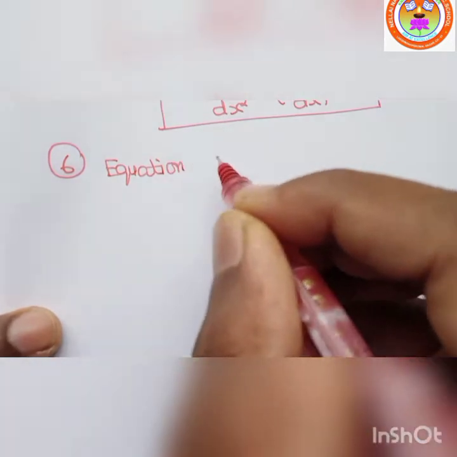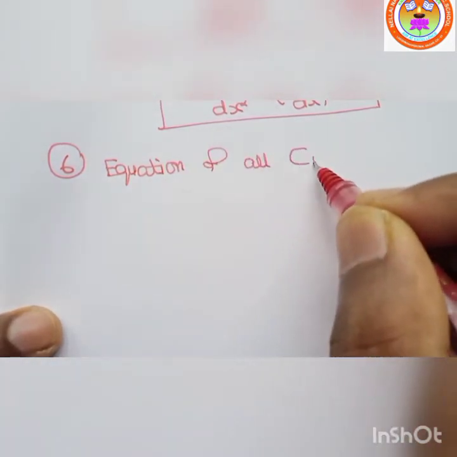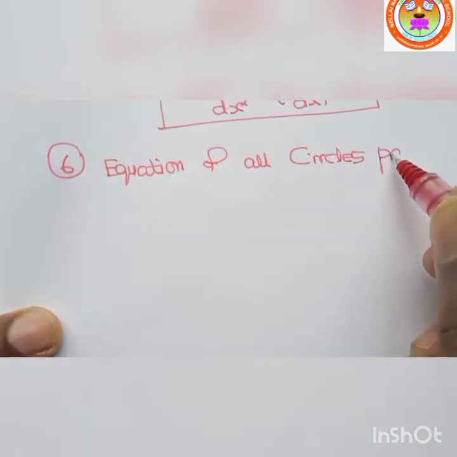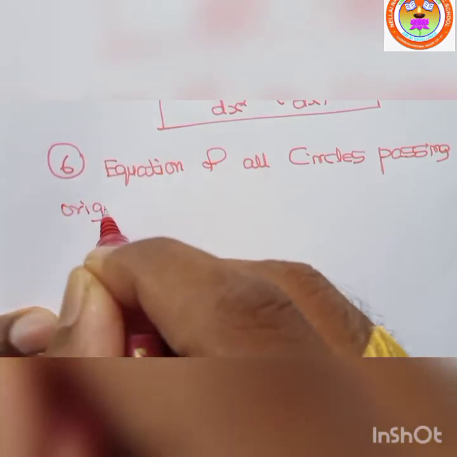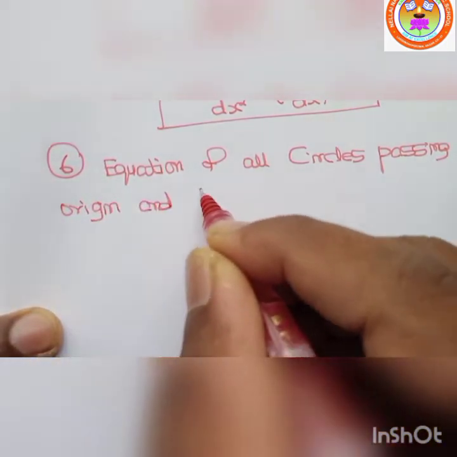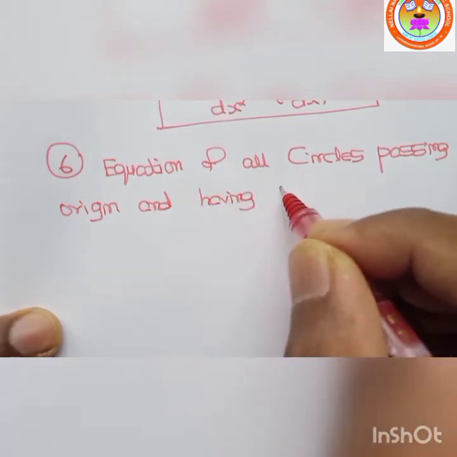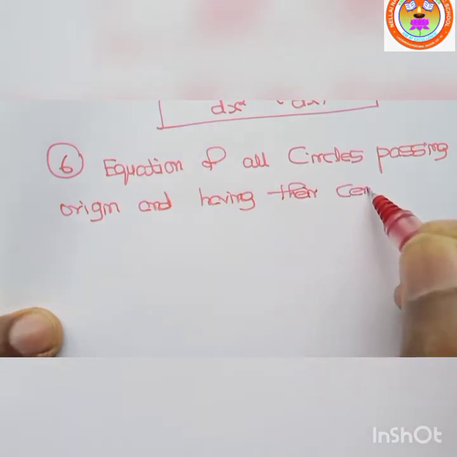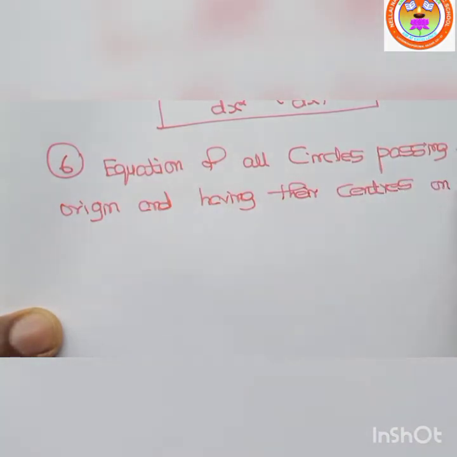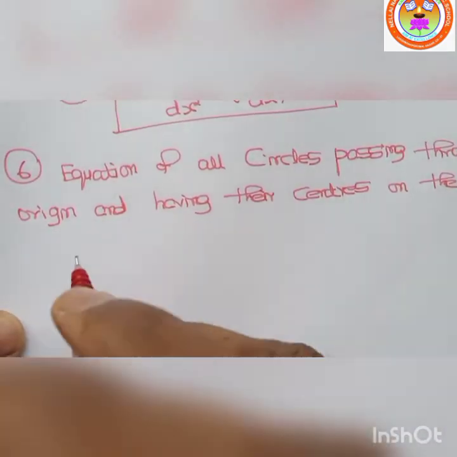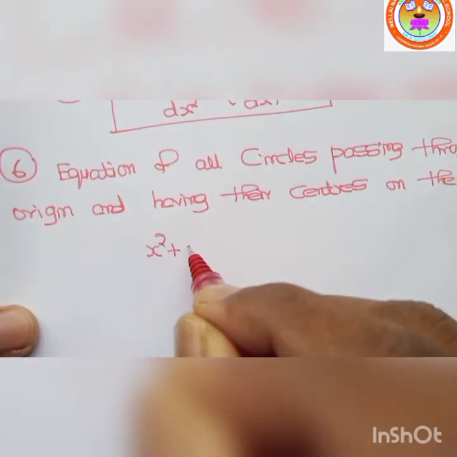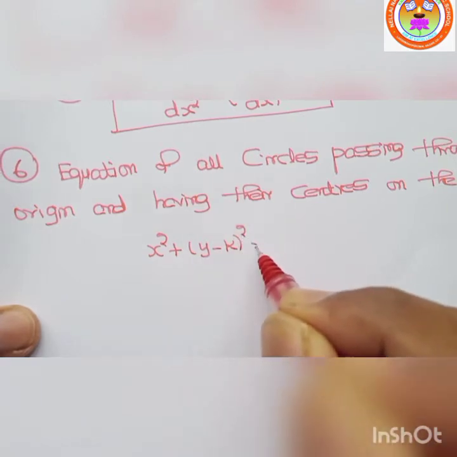Equation of all circles passing through the origin and having their center on the y-axis. So the formula is x square plus (y minus k) the whole square equal to r square.